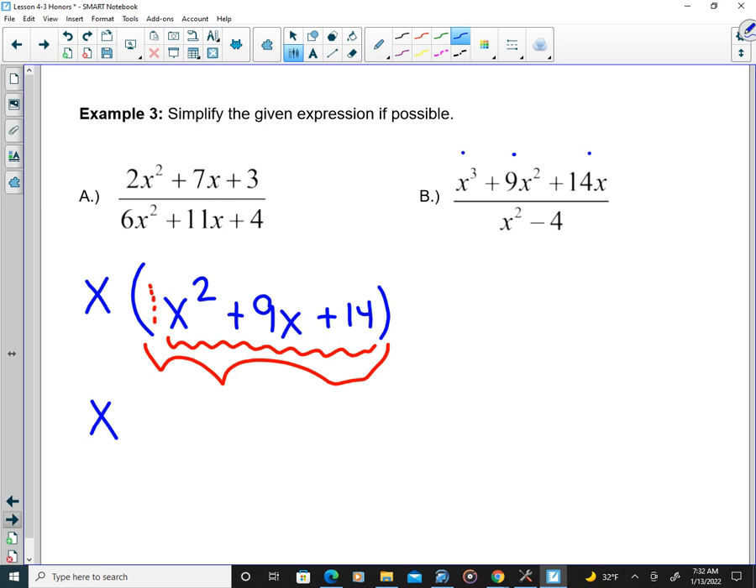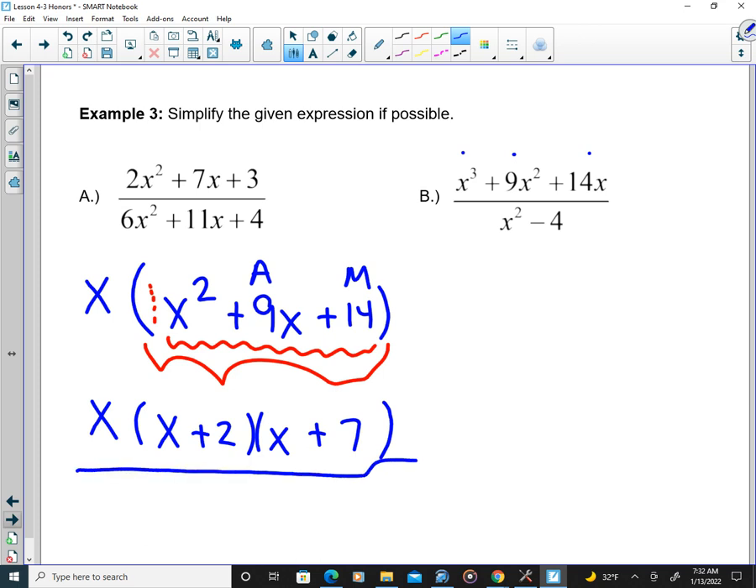So we still have that x that I factored out, and now I need to factor what's left inside there. At least we got a leading coefficient of 1, so we can do it the short way. So we put x and x down. What multiplies to be 14 and adds to be 9? 2 and 7. So the numerator factors to x times the quantity x plus 2 times the quantity x plus 7.